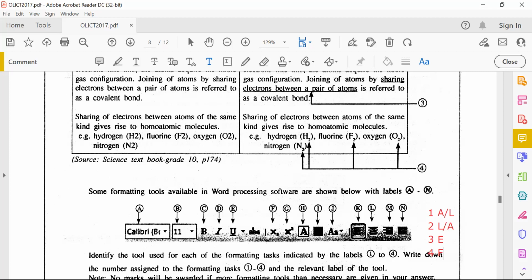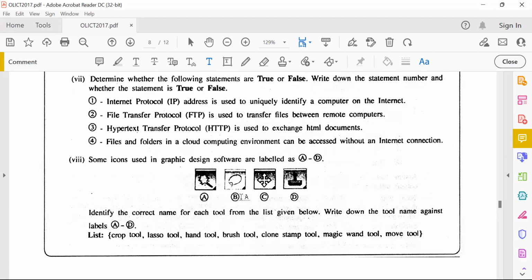So it was the easy one, right? For each correct answer, you will get 0.5. So 0.5 times 4, you will get 2 marks for this part. Right. Question number 7. Part 7.